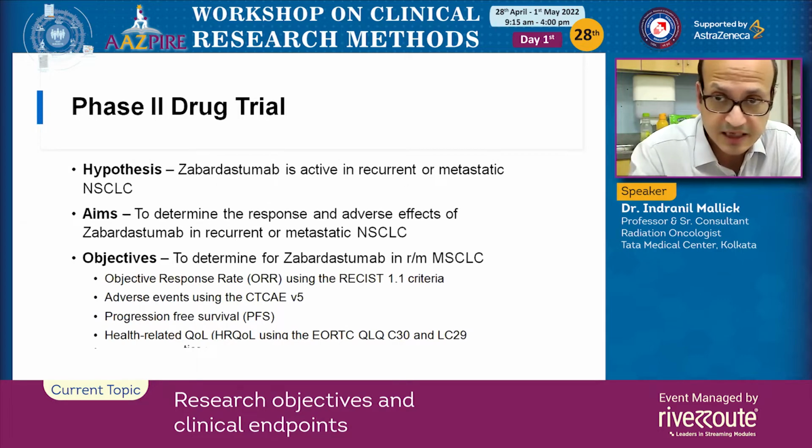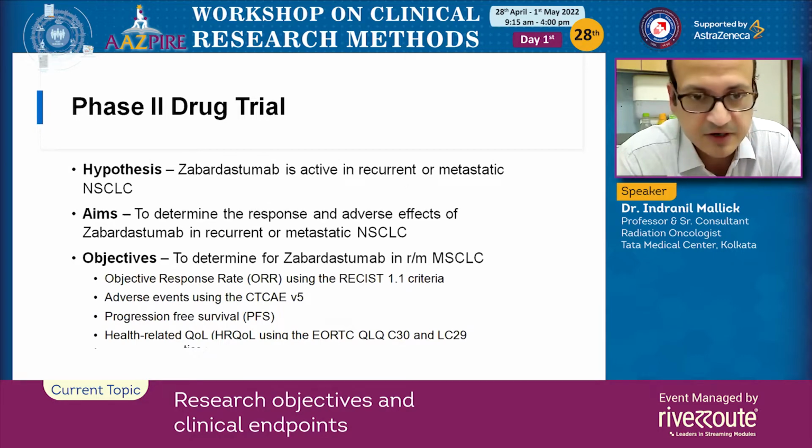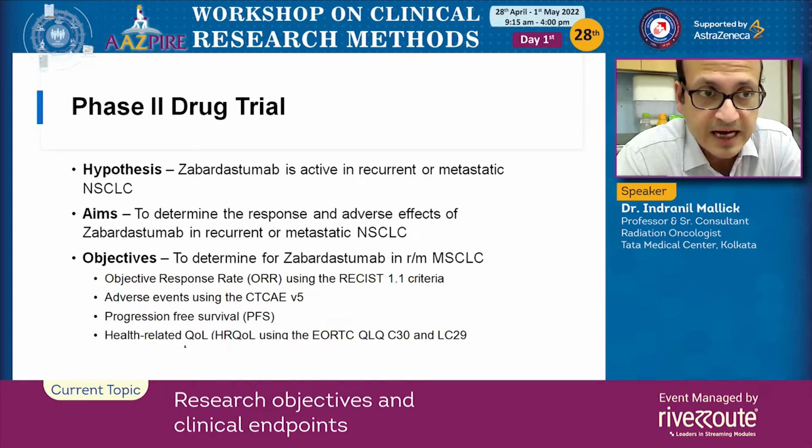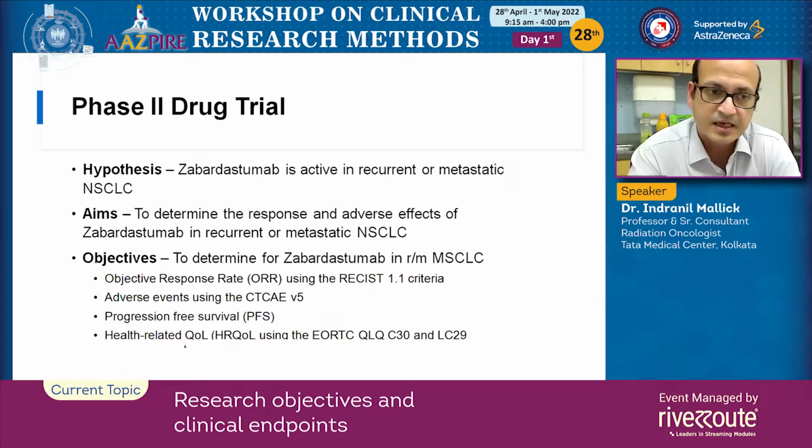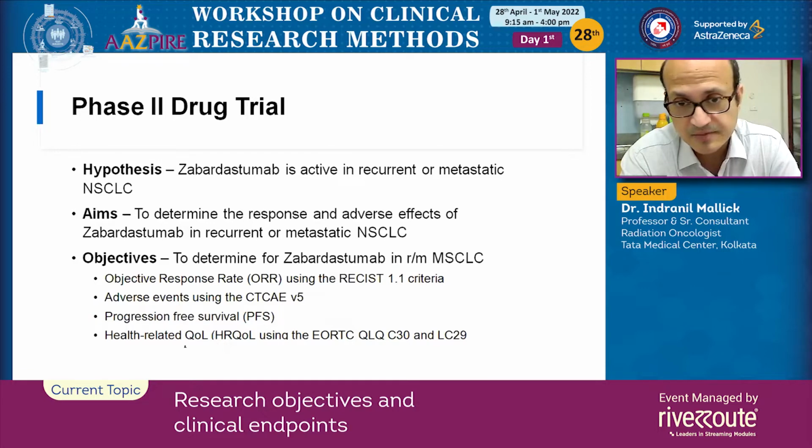For a phase 2 study, suppose you've established the safety of zabardastumab and you've obtained a maximum tolerated dose, what are you going to do next? You're going to now test whether it is active. And the hypothesis would be that this drug is active in recurrent or metastatic non-small cell lung cancer. The aim of the study would be to determine the response and the adverse events of zabardastumab in the recurrent or metastatic non-small cell lung cancer setting. The objectives would be to determine for this drug in recurrent metastatic non-small cell lung cancer, the objective response rate.